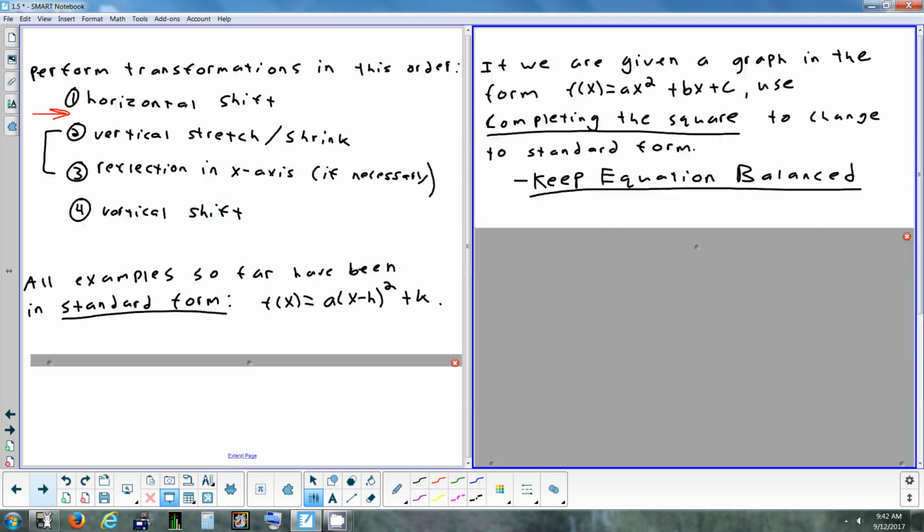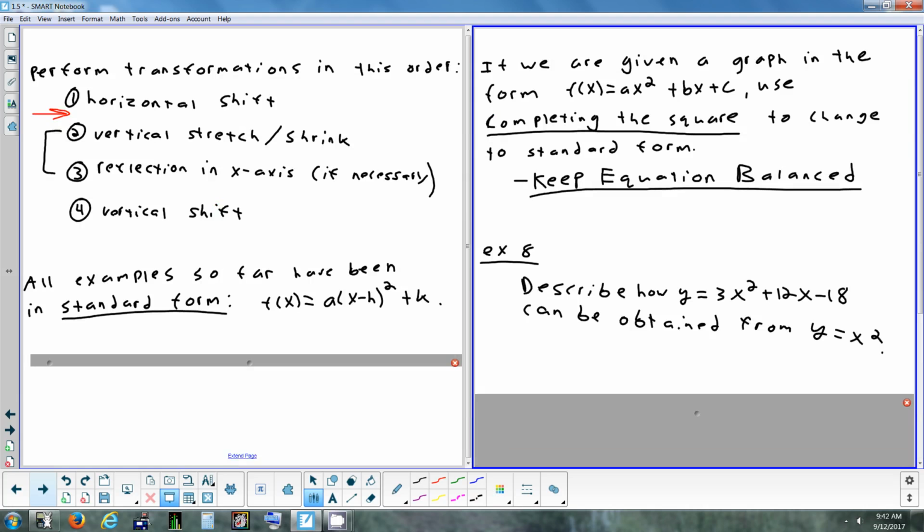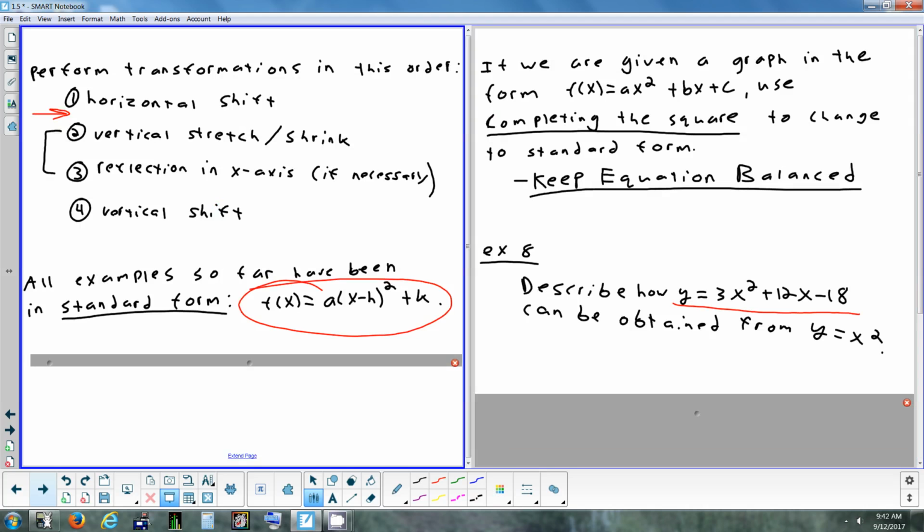But what if you had something like 3x squared plus 12x minus 18? That's generally how you see it when you're going to factor it. But in order to figure out all the transformations on this one, we have to complete the square. We have to make this look more like that. We have to have the set of parentheses in there, squared, and all that stuff.